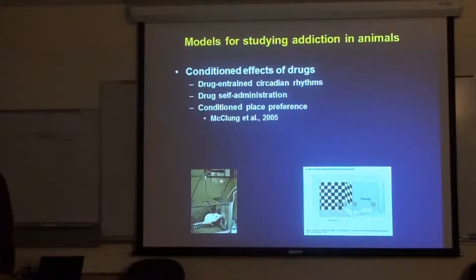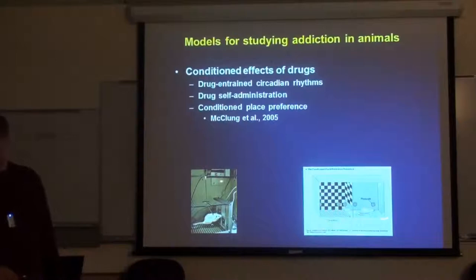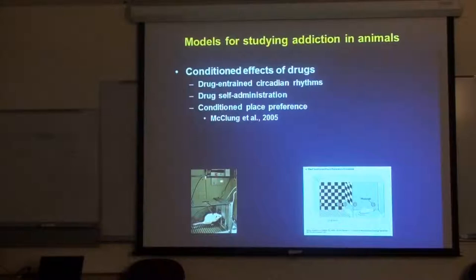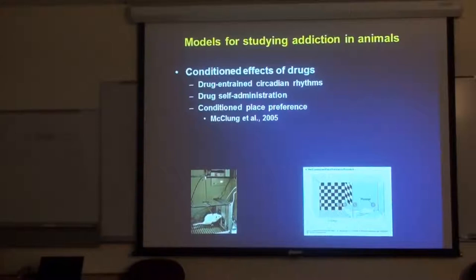If, however, he does not find the drug rewarding, then he would spend equal amounts of time across both sides of the chamber. If he found the drug aversive, he would avoid the side of the chamber that had been associated with it. So that's how the typical conditioned place preference experiment works. And when you discuss these papers, we can talk about the data that McClung showed with conditioned place preference.